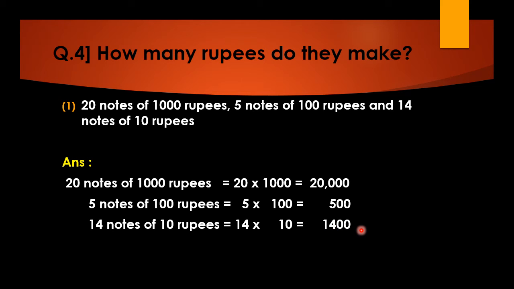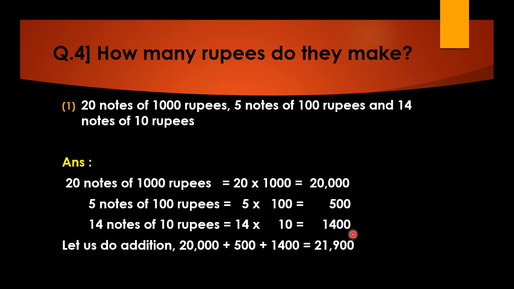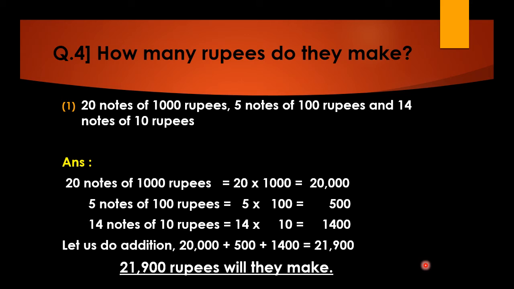To calculate the total amount, we need to do the addition. So let us do addition. 20,500 plus 1,400, it becomes 21,900. That means total 21,900 rupees will they make.